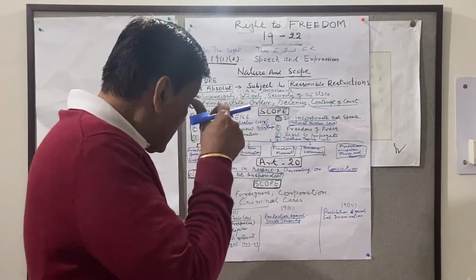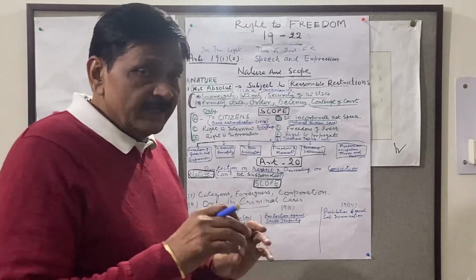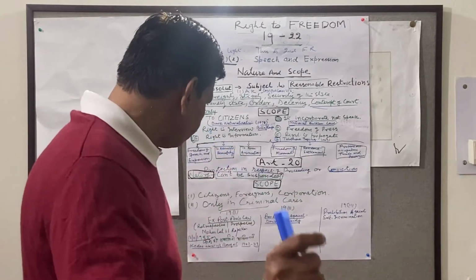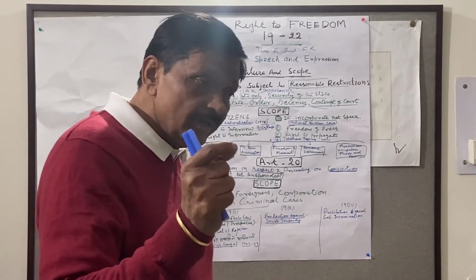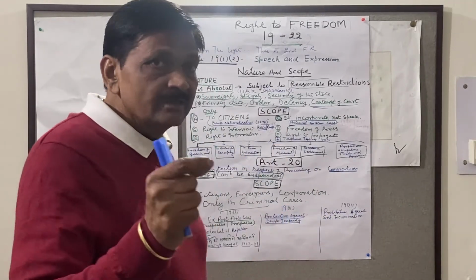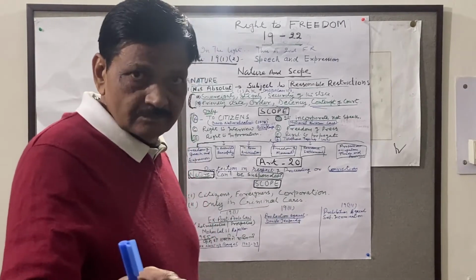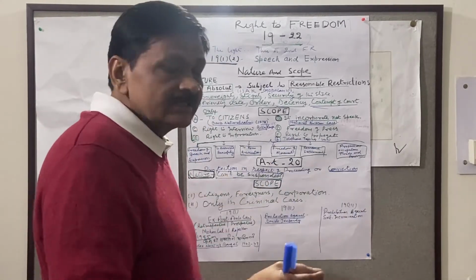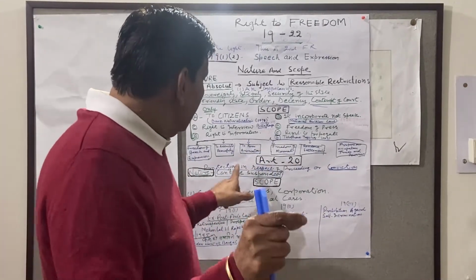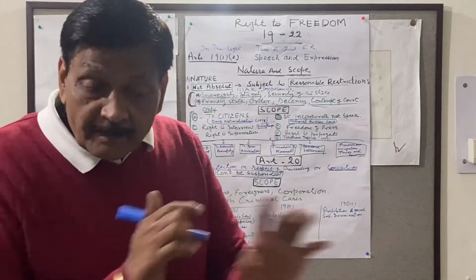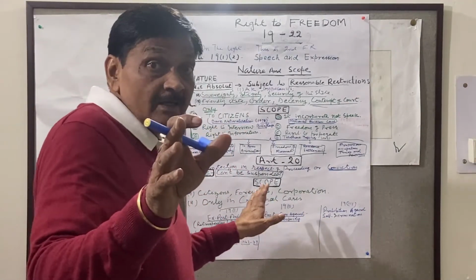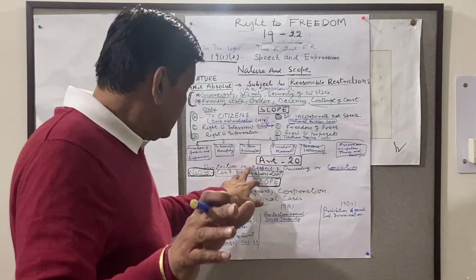There are some very peculiar things about this article which we must note down. First is, this article is available, as I told you, to citizens as well as non-citizens also. Okay, the very interesting thing about this article is that this article cannot be suspended even during emergency, national emergency. This is very peculiar and interesting aspect of this article.